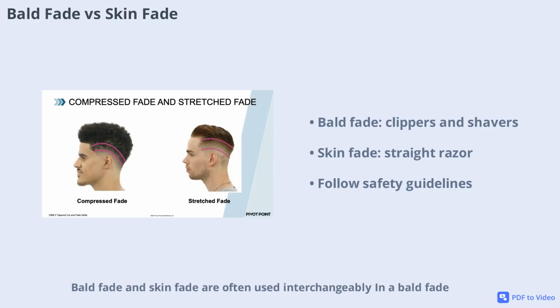Bald fade and skin fade are often used interchangeably. In a bald fade, clippers with aligned blades cut the shortest zone, and trimmers or electric shavers may follow. A skin fade typically involves a straight razor, leaving no hair behind. Always follow regulatory guidelines for razor use. Understanding the distinction and proper technique ensures safety and precision in your fades.